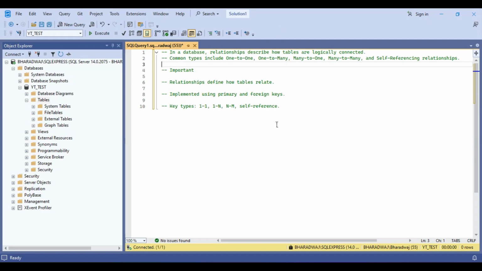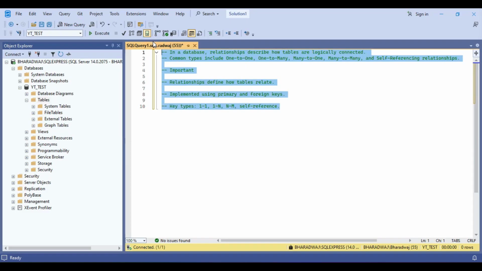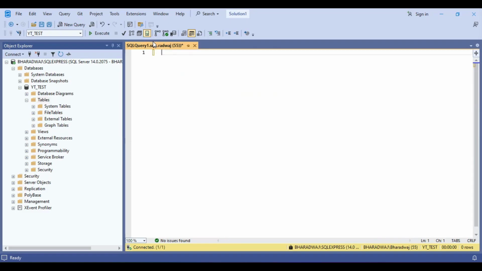Let me delete this one for now. Further, let's discuss the types of relationships that we mentioned, nothing but one to one, one to many and many to one, along with the self-referencing relationships. Also, before discussing that, let's discuss the foreign keys part, right?